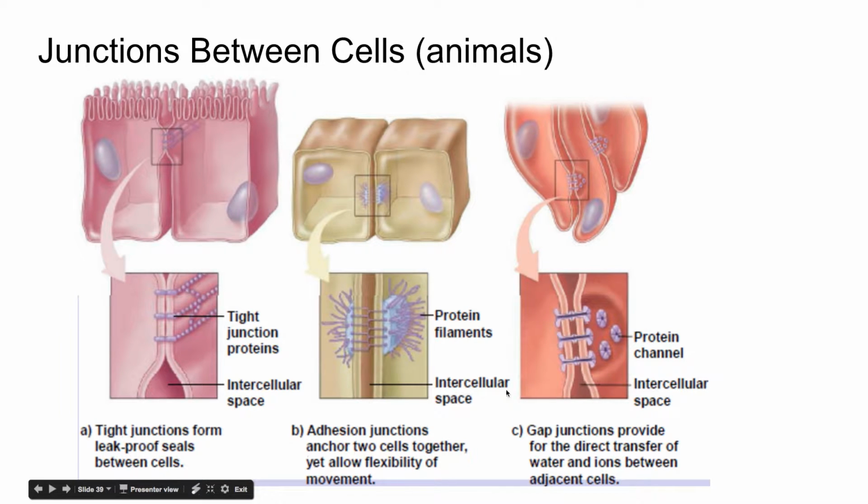And then the very last one are these things called gap junctions. What they do is they're proteins that form a tube or a tunnel between the adjacent cells. So they do join. You can see the proteins cross between two cell membranes. Zoom in on that so we can see it a little bit better.